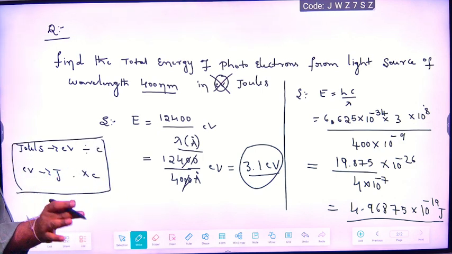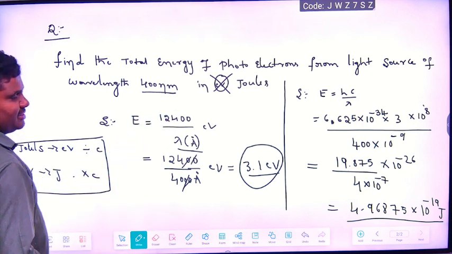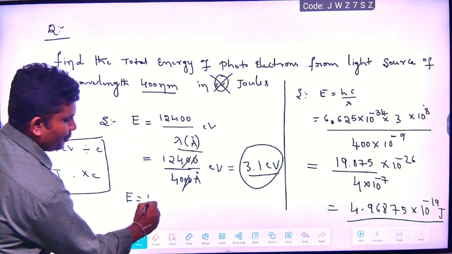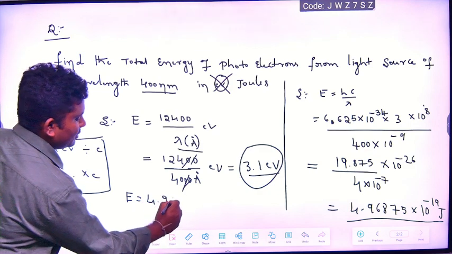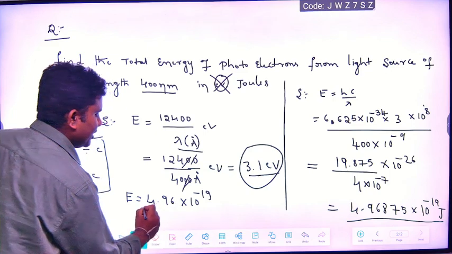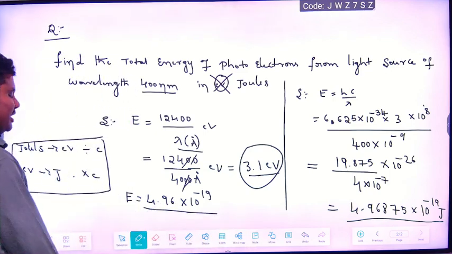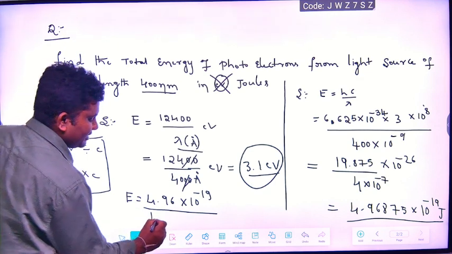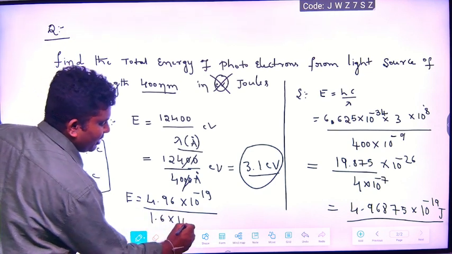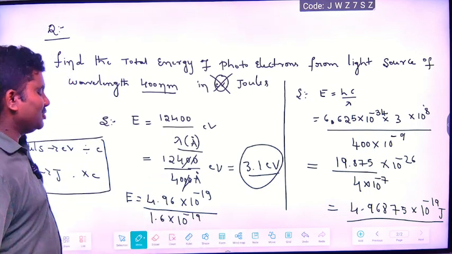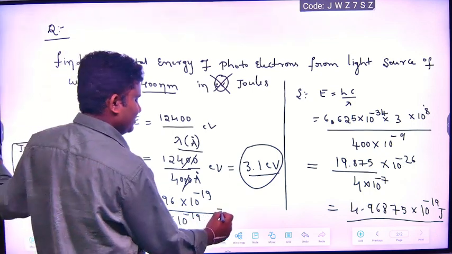You see, listen. Now you see the solution: energy, how much do you get in joules? 4.96 times 10 to the power of minus 19 joules. If you want to convert into electron volts, what do you need to do? Divide by the charge of an electron. What is the charge of an electron? 1.6 times 10 to the power of minus 19. Multiply? I said divide. How much will you get? You will get the same answer.